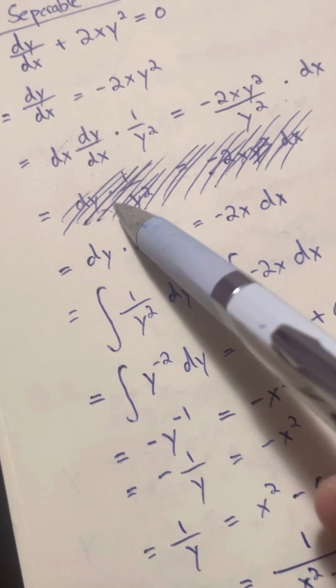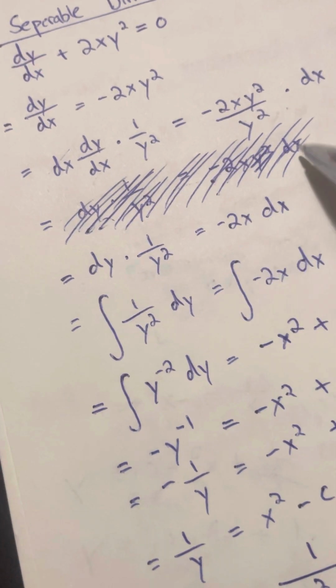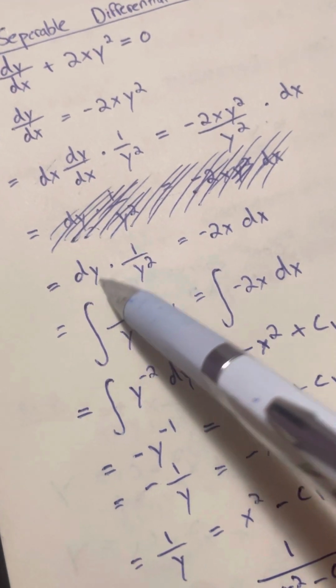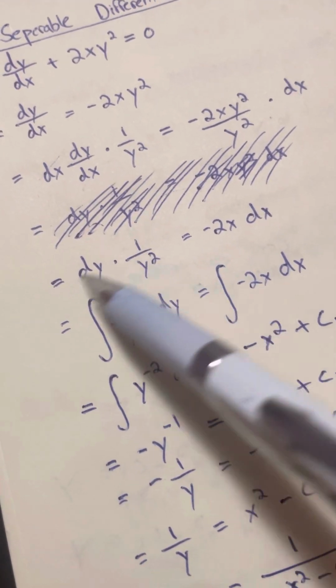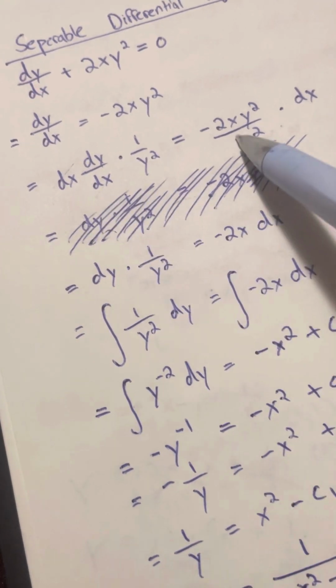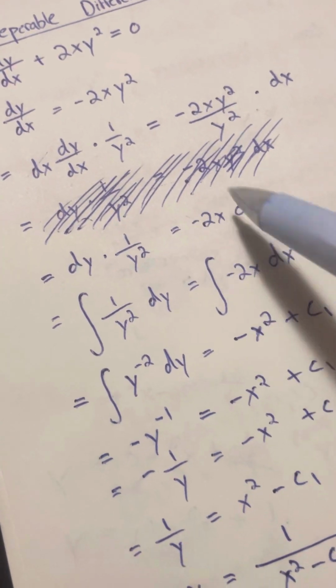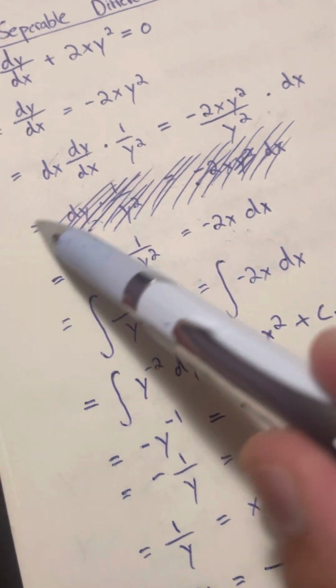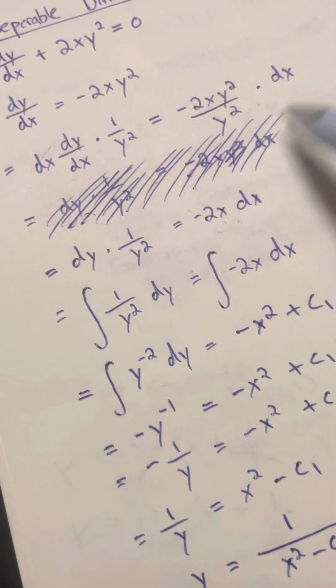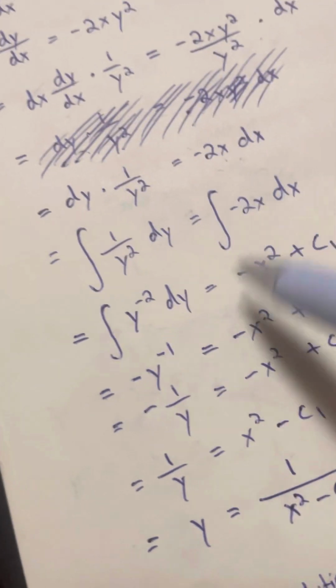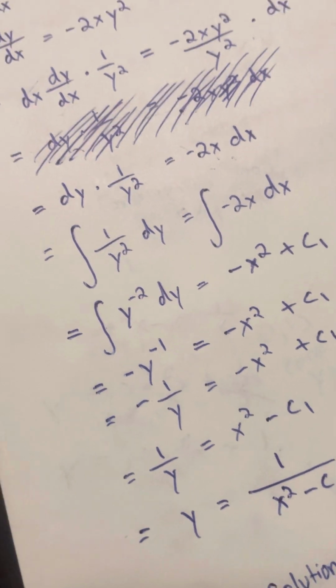Our final equation, I crossed this out because I miswrote something, but we'll get dy times 1 over y squared, which is just dy over y squared like you would expect if you were to divide. And on the right hand side, we'll get 2x times dx. We multiply dx by both sides, divide. Okay, so I hope you understand where I'm getting these from.